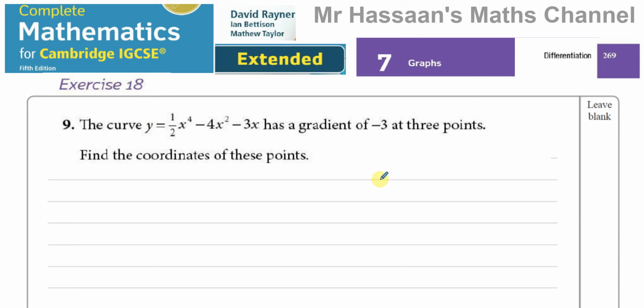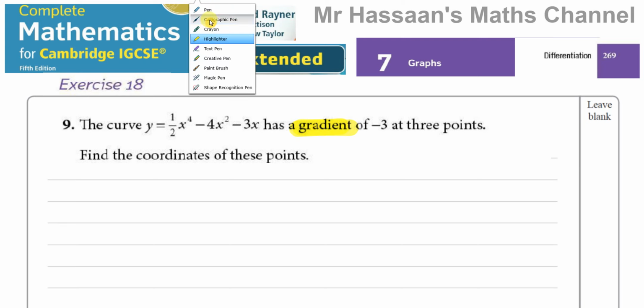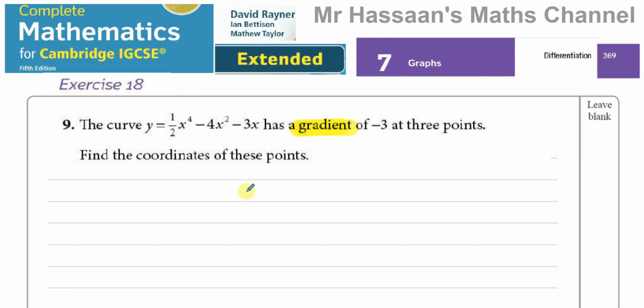So the question here says the curve y equals a half x to the power 4 minus 4x squared minus 3x has a gradient of negative 3 at 3 points. Find the coordinates of these points. Okay, so now, in this question, they're asking us about the gradient of the curve. All right? So whenever you're asked about the gradient of the curve, we have to think about differentiation.